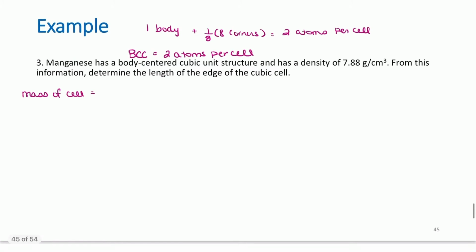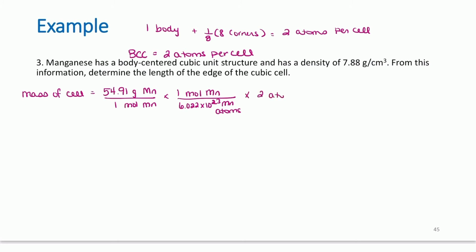I've got 54.91 grams for manganese per 1 mole of manganese. I know 1 mole of manganese contains 6.022 times 10 to the 23rd manganese atoms. I know I have 2 atoms per cell. So I got 1.823 times 10 to the negative 22nd grams per atom of manganese.